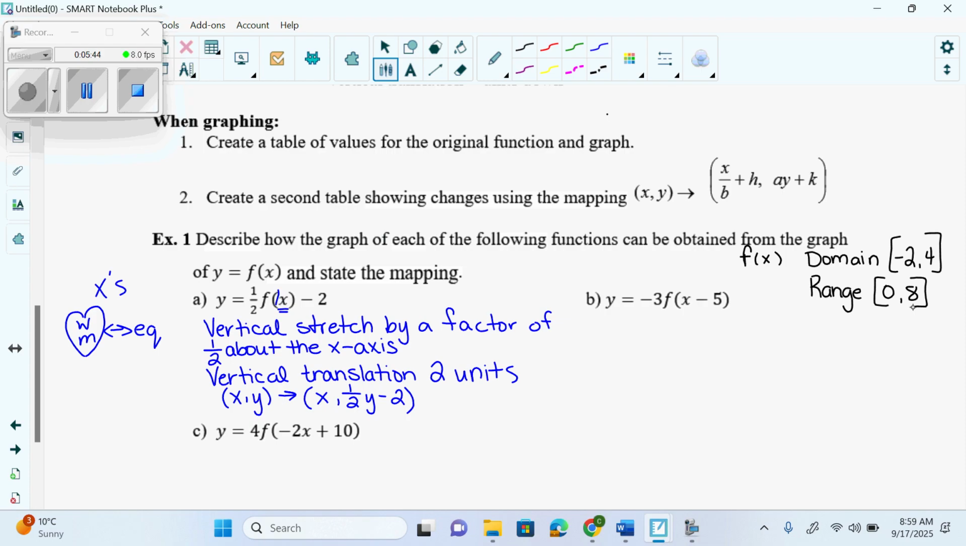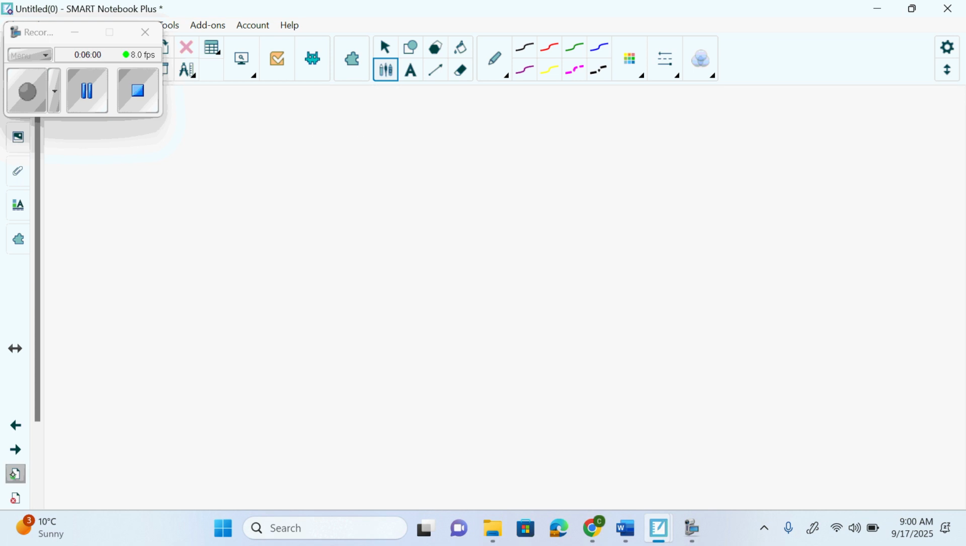Okay? What is my new domain and range? That's what we're going to talk about. So remember, x's affect domain, y's affect range. If you don't remember that, domain, x, I draw a line, nothing crosses. Range, y, I draw a line and there's 2 tails. You're welcome. Now you know.